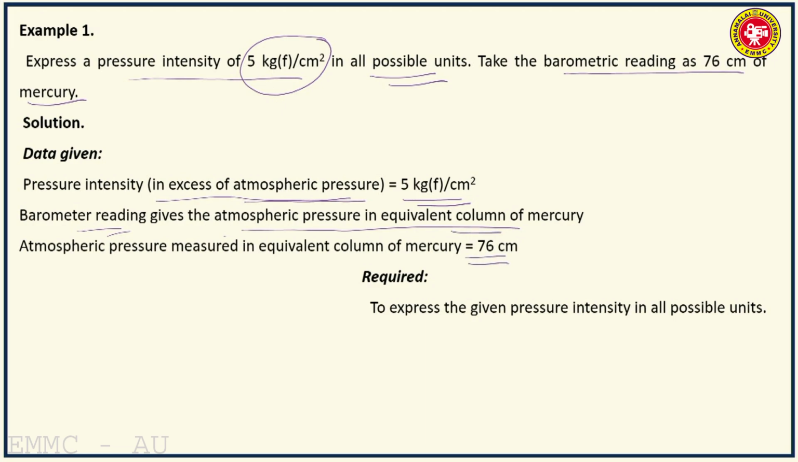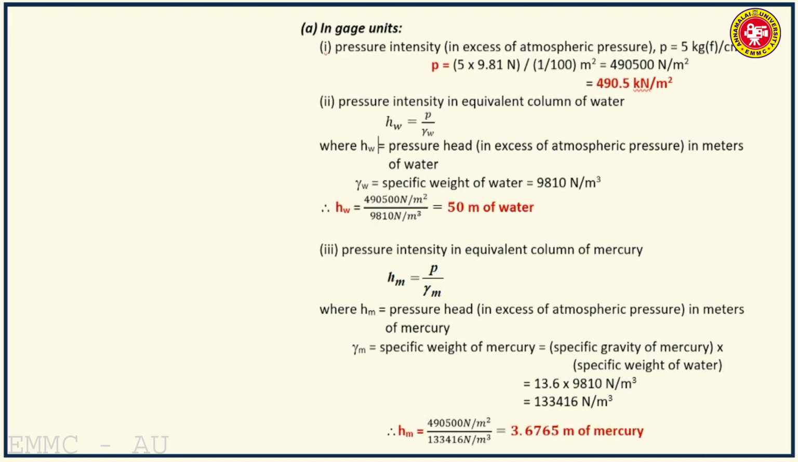So, let us express the given pressure intensity in all possible units, that is, as a column of water, and so on. First, in gauge units. What is the pressure intensity? I am converting kilogram force per centimeter square to Newton per meter square. 1 kilogram force is 9.81 Newton. So, 5 multiplied by 9.81 to get Newtons, and centimeter square will be 10 power minus 4 meter square.